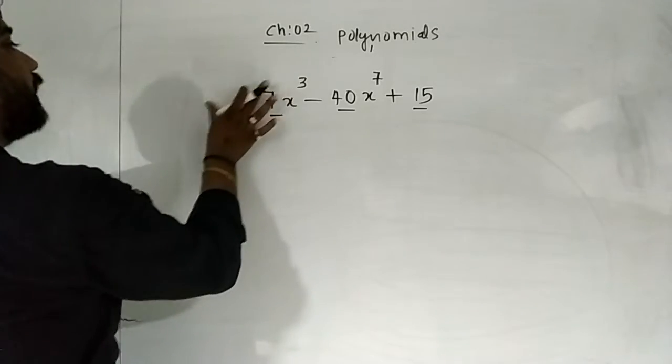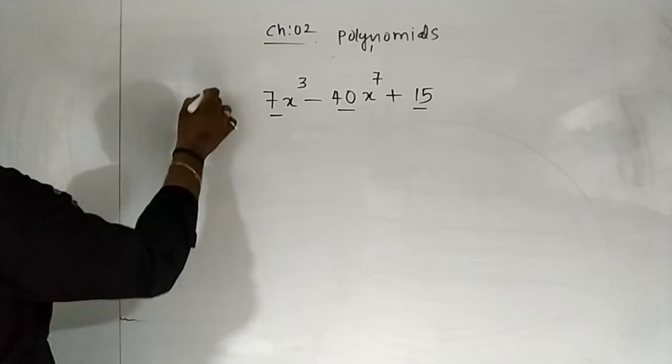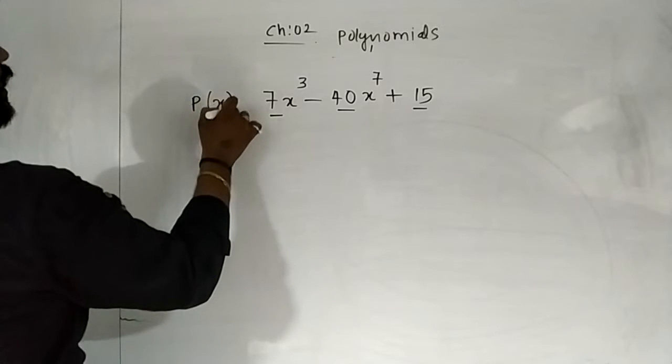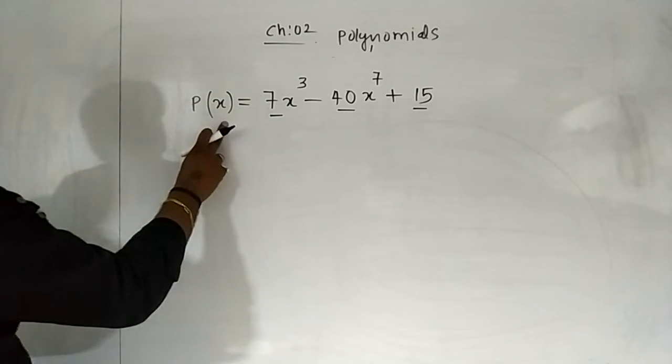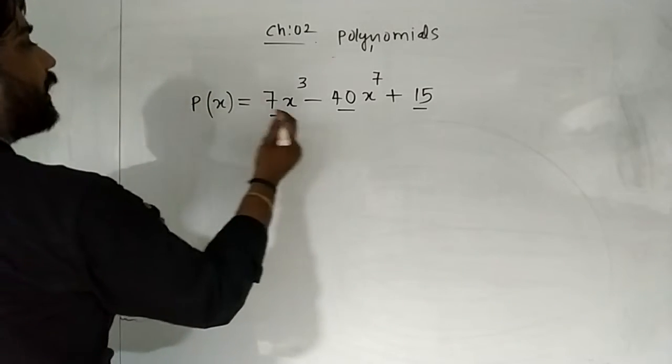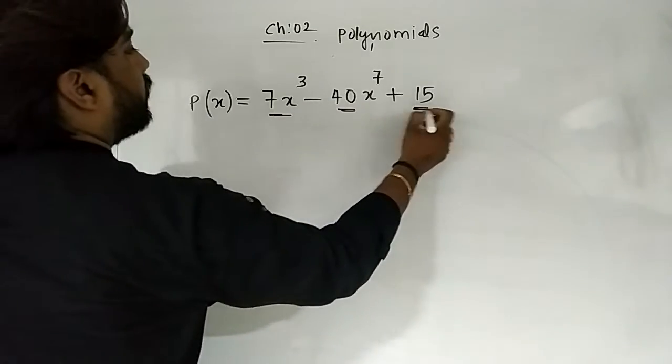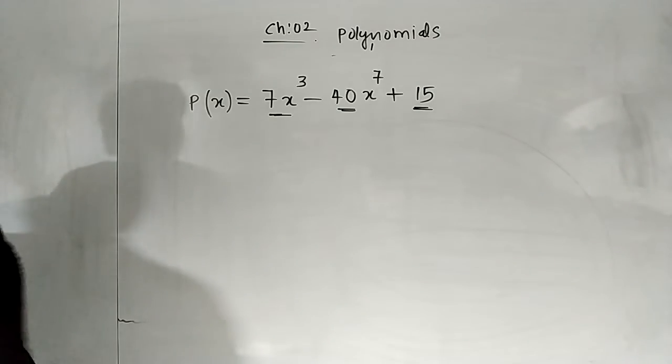है ना? ये क्या है? This is one polynomial with variable what? x. So this is one polynomial with variable x having how many terms? 3 terms.